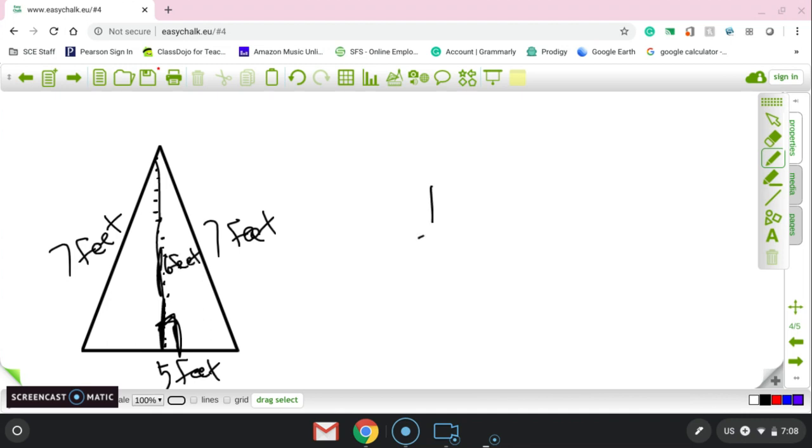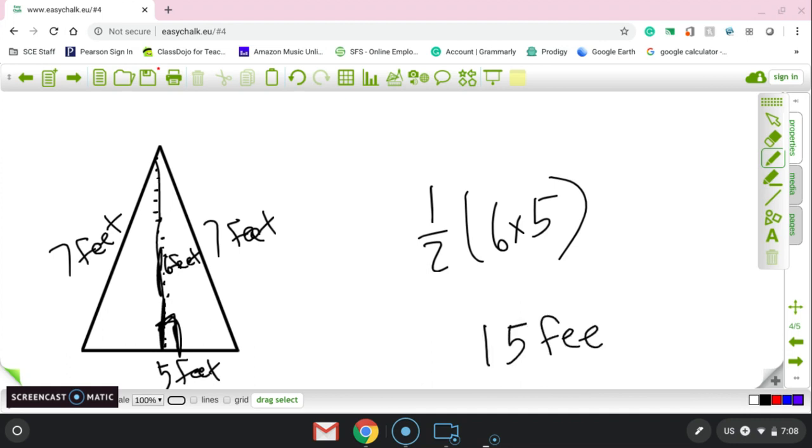We would do half of 6 times 5. You could do 6 times 5 is 30, and take half of it as 15. You could take half of 6, which is 3, times 5, which is 15. However you want to do it, but the area of this triangle is going to be 15.